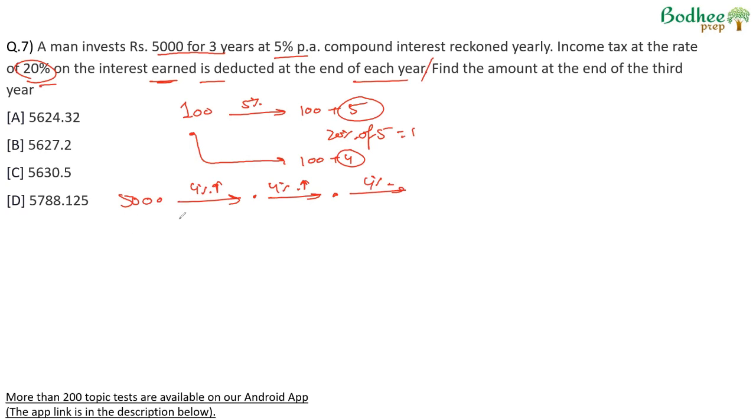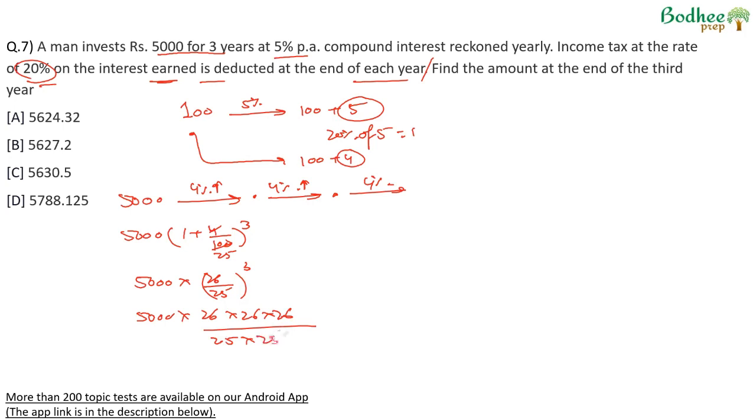And therefore the final amount will be 5,000 into 1 plus 4 upon 100 raised to power 3, like it happens in compound interest. This can be written as 5,000 into 1 plus 1 upon 25, since 4 upon 100 is 1 upon 25. 1 plus 1 upon 25 is 26 upon 25, therefore 5,000 into 26 upon 25 cubed. This can be written as 5,000 into 26 into 26 into 26 upon 25 into 25 into 25.